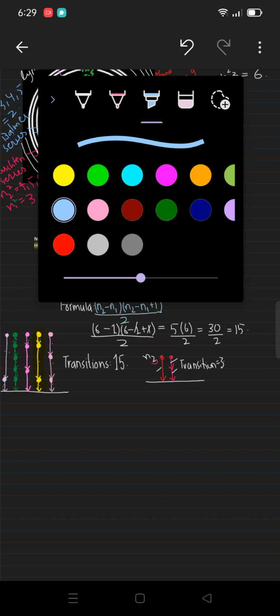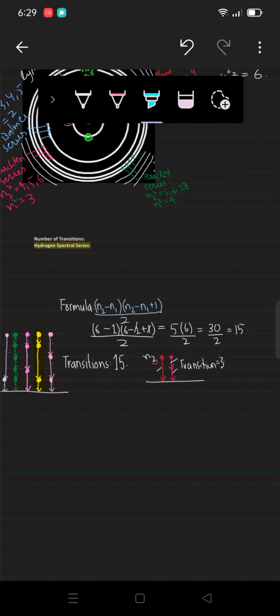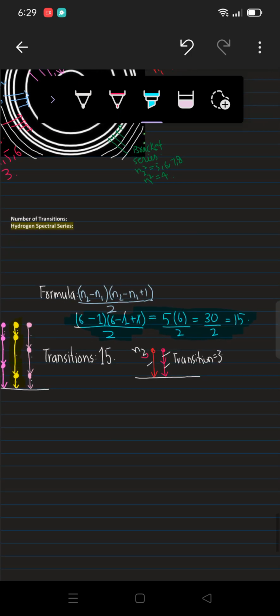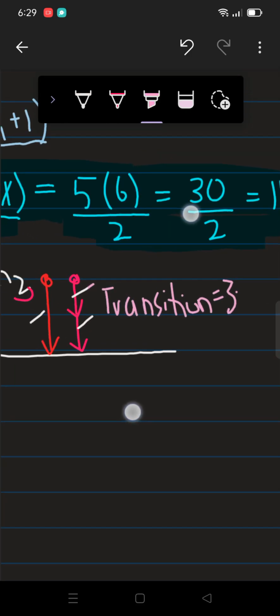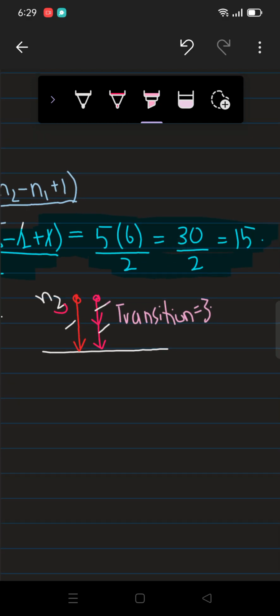So here is how we can make or count the transitions. Making transitions is a bit complicated, so my suggestion would always be to count or calculate this by using this formula: n2 minus n1, n2 minus n1 plus 1, the whole term divided by 2, right? This is the easiest one. I can count for this as well, with the formula n2 minus n1, then again n2 minus n1 plus 1 upon 2.